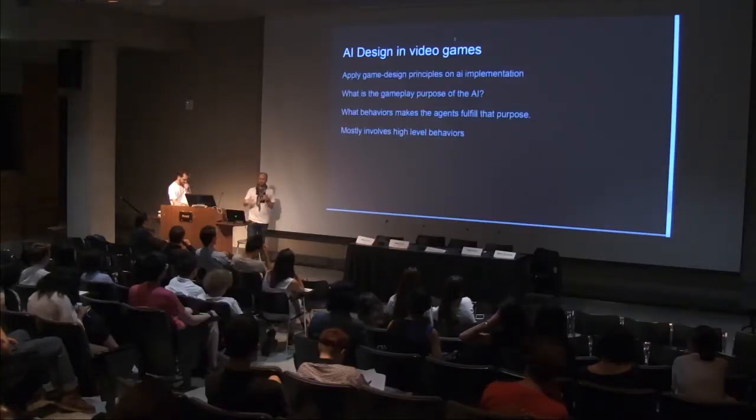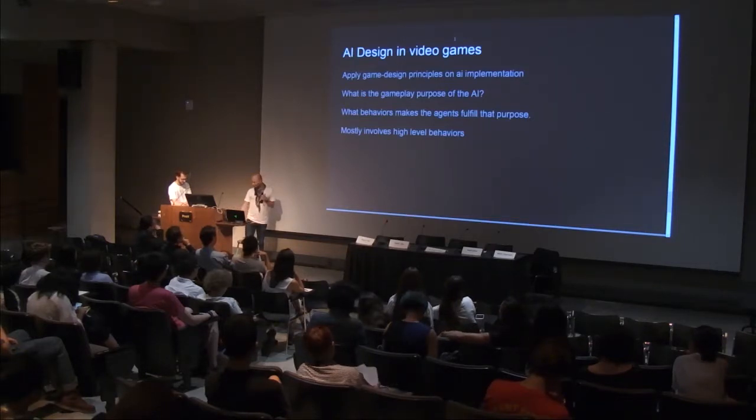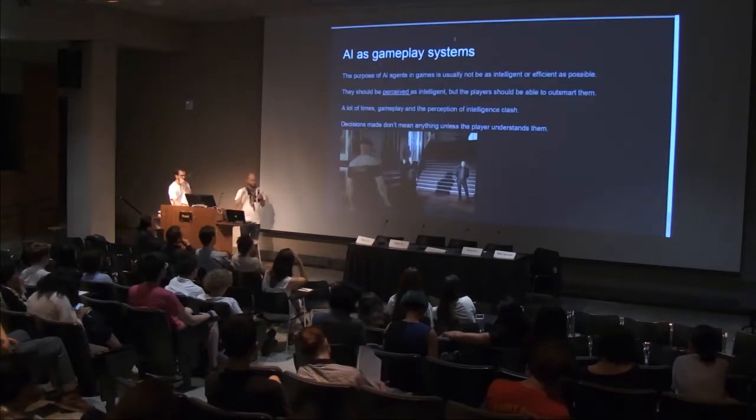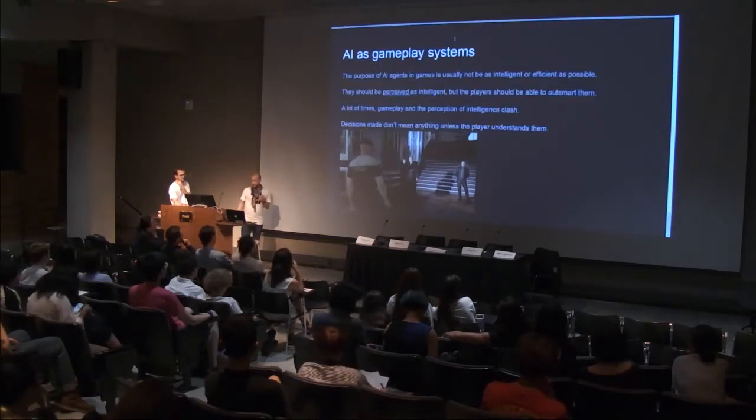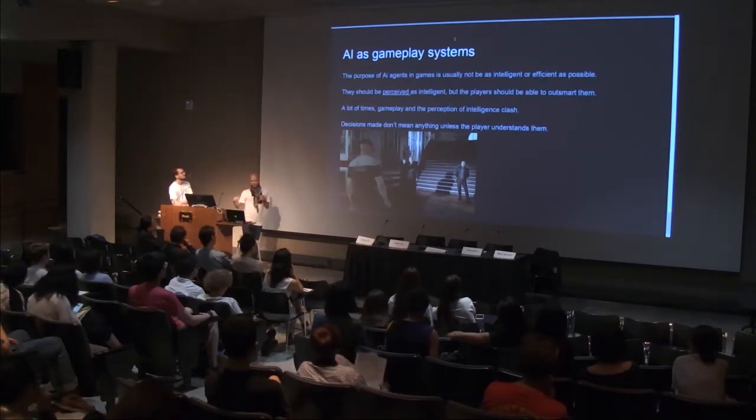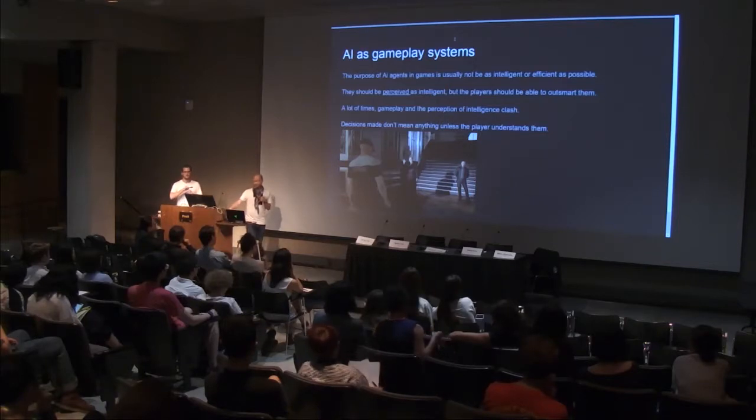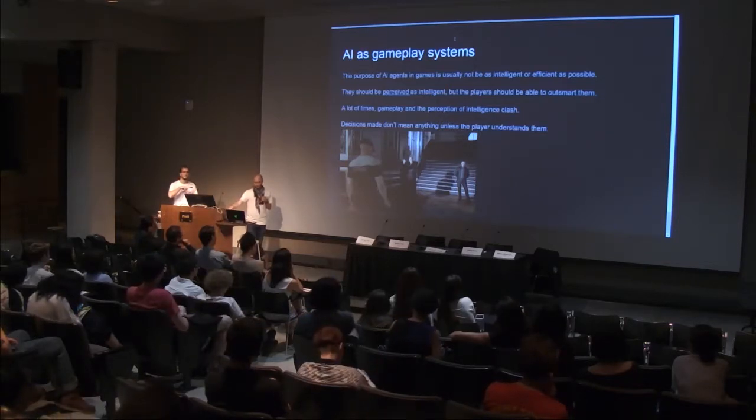But most of the time it needs to be deterministic, because we are not really there to simulate a world. We are there to give the player a good experience. So a lot of things in our games don't need to be, or in some cases should not be, as intelligent and efficient as possible. We need to make them look like that. They should be perceived like that by the player, so that the player feels really smart when they outsmart them.